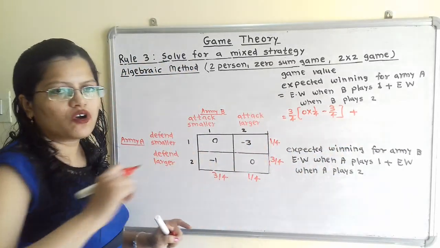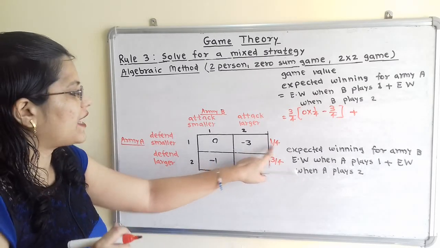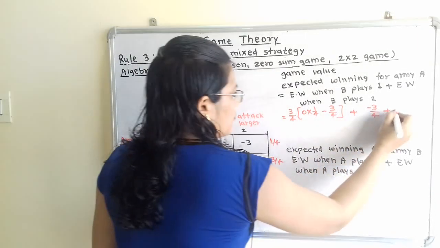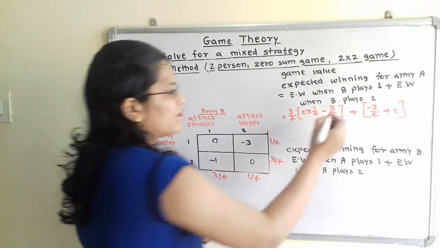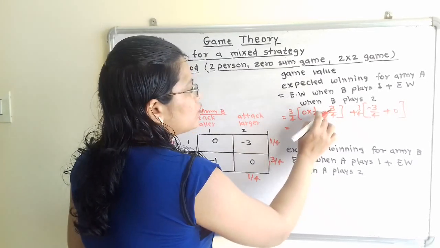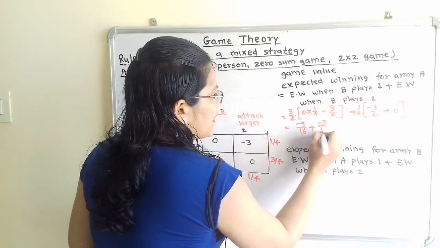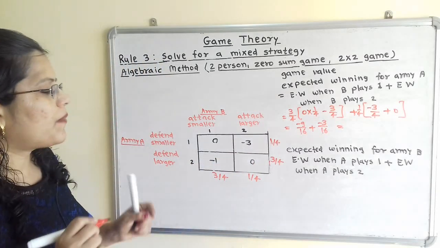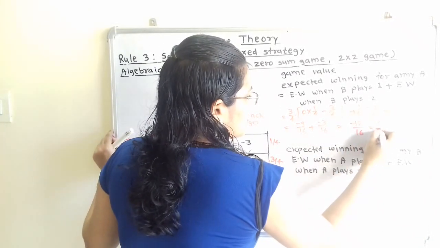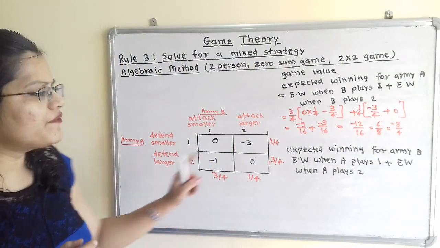Now plus, we will move to the second column, that is when B plays the second strategy. For this minus 3 element, army A has portion of time 1 by 4, that is minus 3 into 1 by 4, that is minus 3 by 4. Plus 0 into 3 by 4, that is 0. And for this whole column, army B has portion of time 1 by 4, so I will multiply here with 1 by 4. Now we will simplify this. This term will become 0. So 3 by 4 into minus 3 by 4, that is minus 9 by 16. Plus, now 1 by 4 into minus 3 by 4, that is minus 3 by 16, and this term is 0. So again we will solve this. Minus 9 and minus 3, that is minus 12 by 16. We can also simplify this: minus 3 by 4.